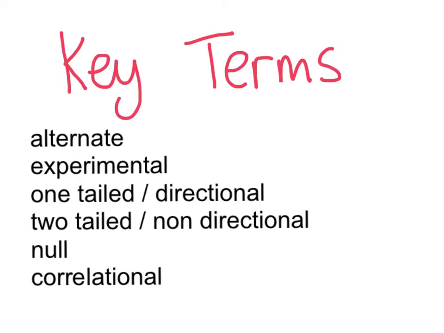Your null hypothesis is when you predict that there will be no effect, and your whole point of carrying out your piece of research is so that you will be able to reject this null hypothesis and accept your alternate or experimental hypothesis. And you do that by carrying out inferential statistics, and that's not something that you need to look at until A2. And your correlational hypothesis predicts that there will be a relationship between your two covariables, and you can predict what direction that relationship will be in as well.